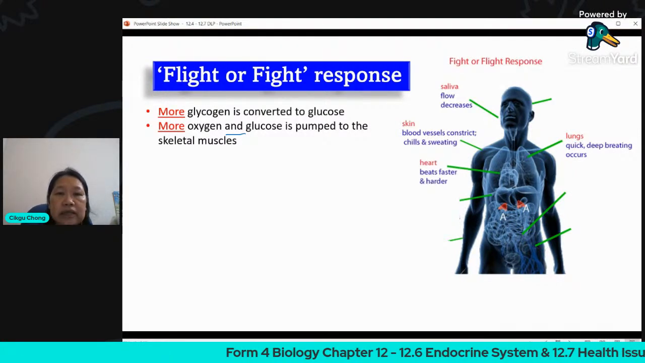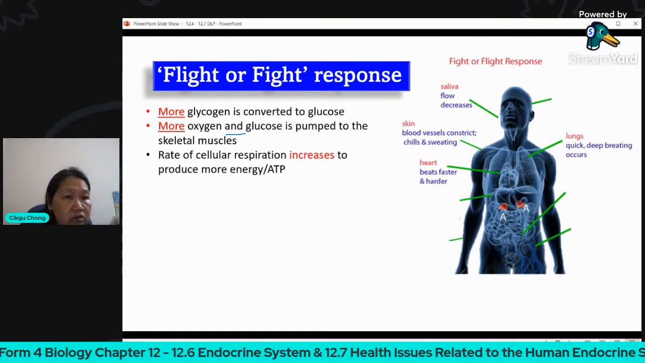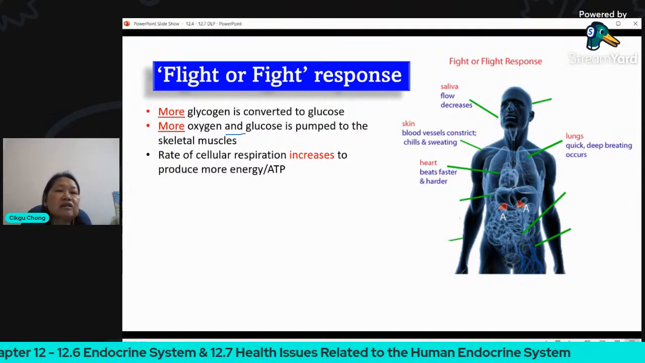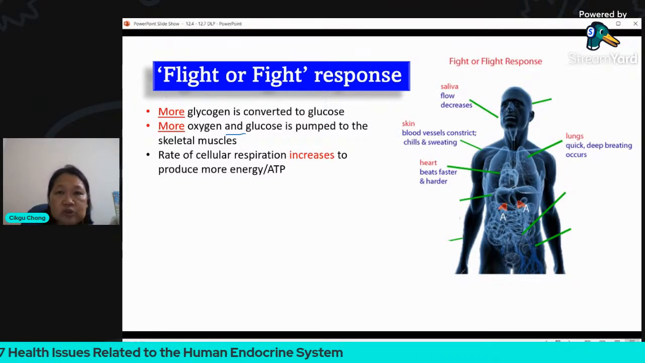Okay, then your heart will beat faster. All right, next one. Rate of cellular respiration increases. So you can write all these points. You get all these points, wow, your marker will be very impressed. Very impressed. Wow, this student really knows what they're talking about.